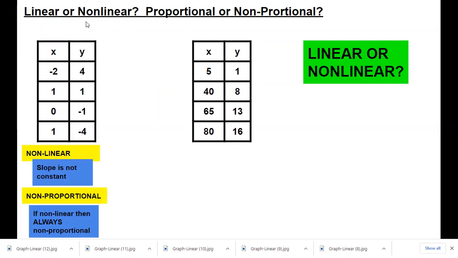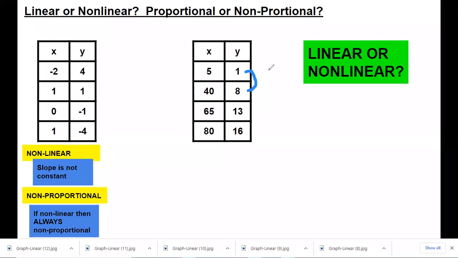Linear or non-linear? Let's check. From 1 to 8, the change is a positive 7. From 5 to 40, the change is a positive 35. So the change in y over the change in x is 7 over 35. That's the slope for the first one. Let's check the next one.